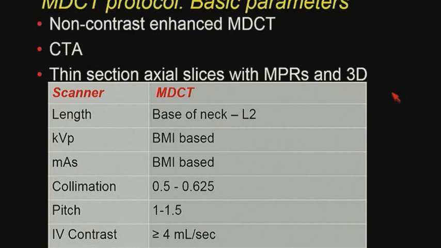Again, what is extremely important to remember is that the bleeding can be at any portion of the airways, and that's why the scan should be from the base of the neck to the level of L2. The kVp and mAs, thinking about radiation dose reduction, should be BMI based, and again, very narrow collimation of 0.5 is important.